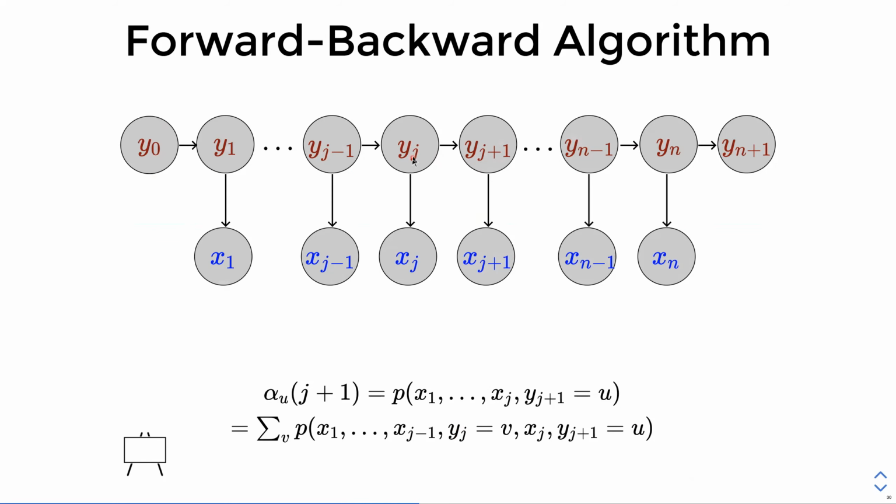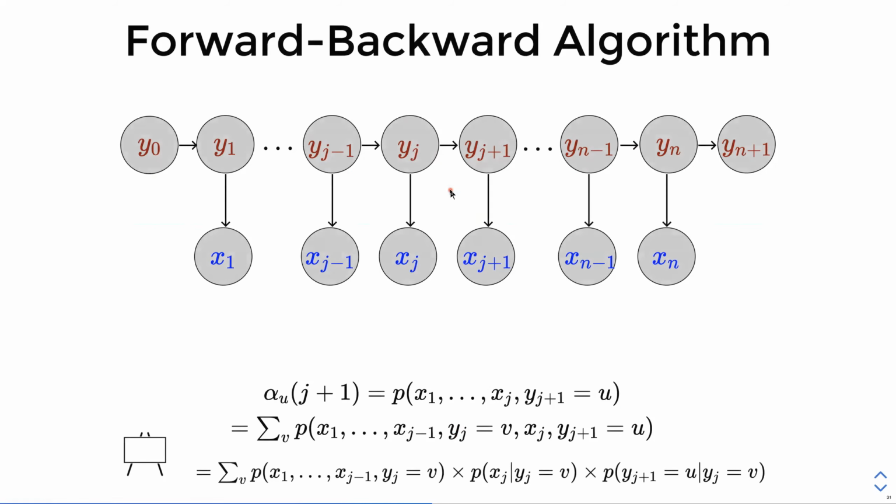Again, it's generated from yj. So in other words, what I can do is something like this. I can rewrite this as something like this. So the first term basically says, I'm going to generate everything from here up to this point.